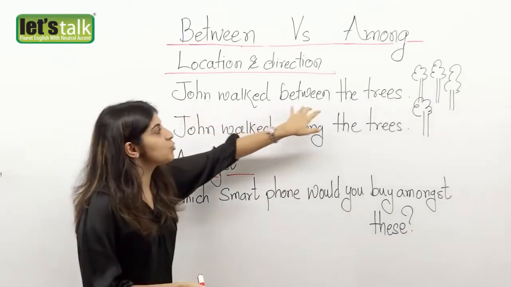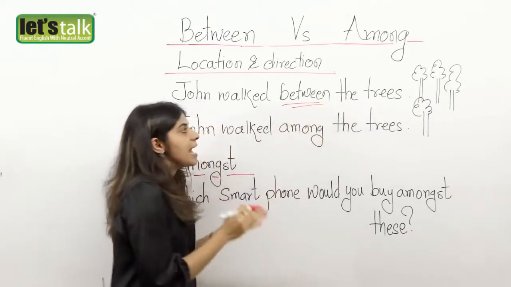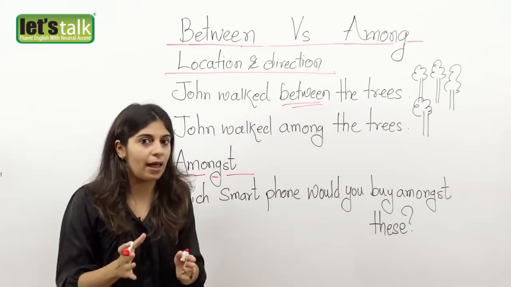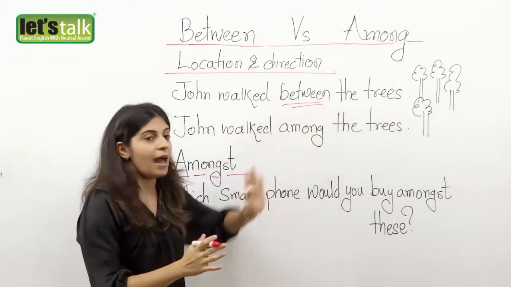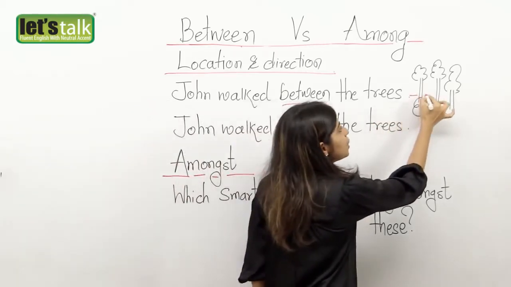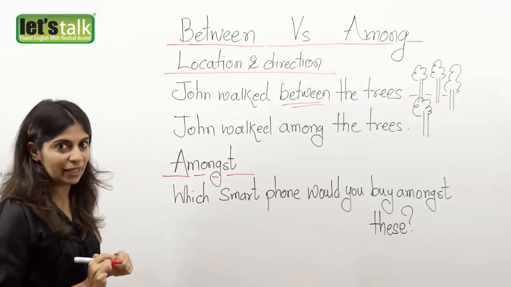John walked between the trees. Here we are using the word between because this sentence gives us an idea that John had a defined path, okay? He had a defined path which was only surrounded by trees. So he walked between the trees, okay? So that's exactly why we use the word between.